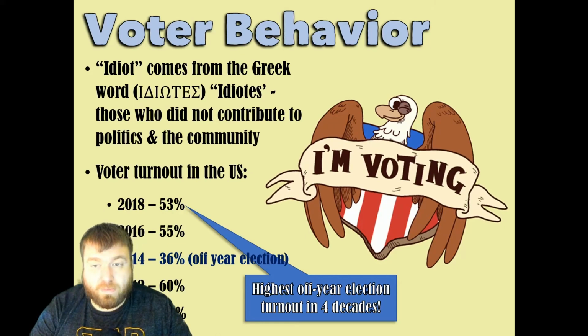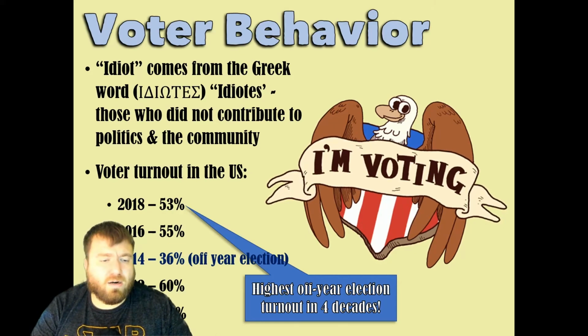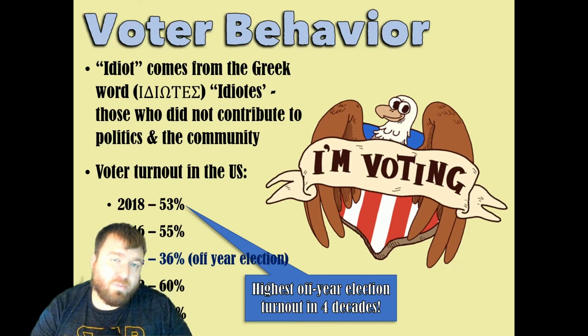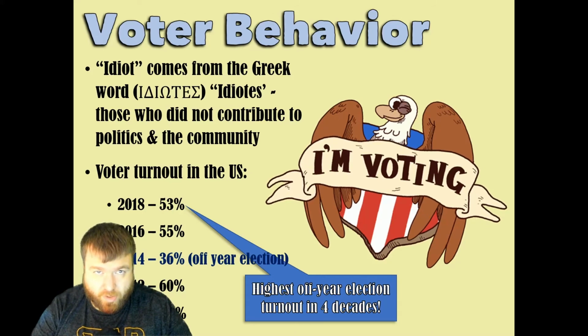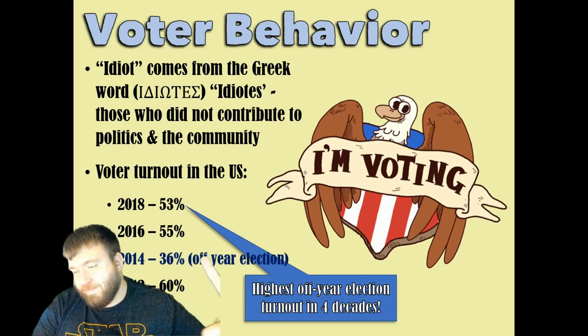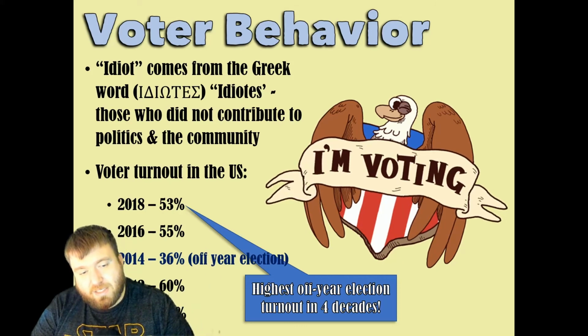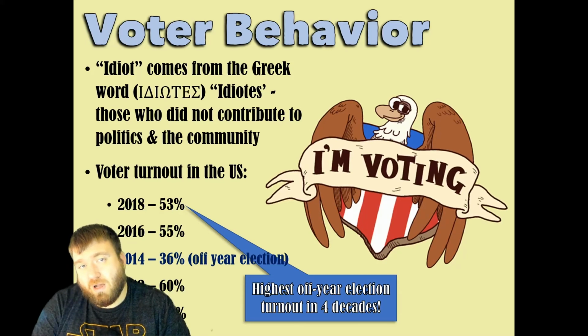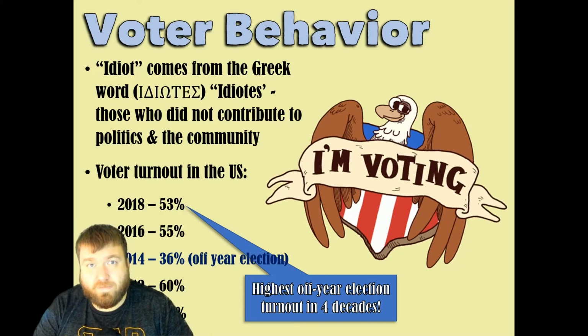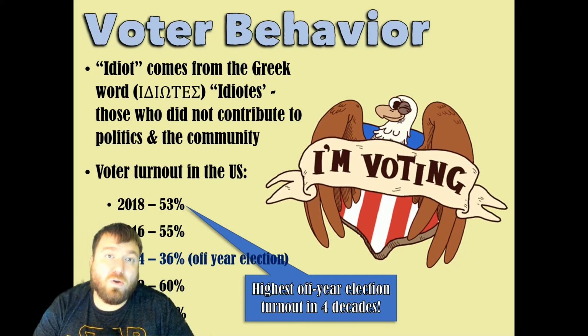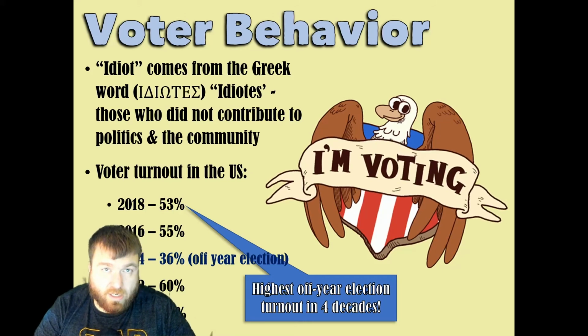If you ever hear people say, oh, well, my vote doesn't matter, well, look, in 2014, only 36% of people came out and voted. That's a little over a third of the country. So think about that. That means that 64% of the people were like, oh, my vote doesn't matter. Well, 64% is a huge amount that could really decide an election.